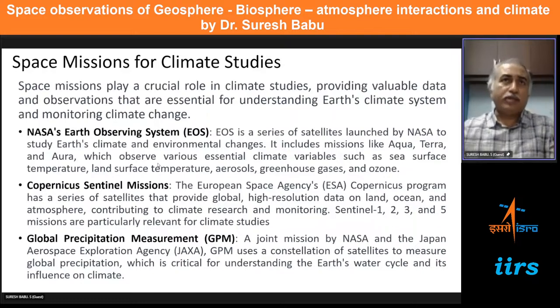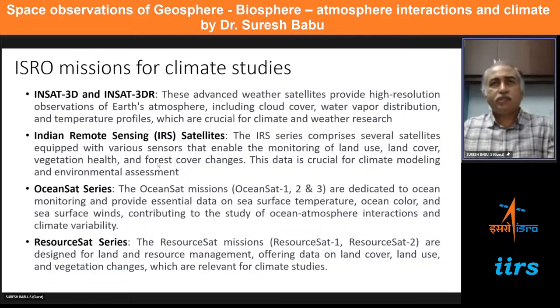And when it comes to our ISRO's missions, we also have a series of satellites like INSAT and INSAT 3DR. These are advanced weather satellites which provide high resolution observations of Earth's atmosphere, including cloud cover, water vapor distribution, and temperature profiles, which are very crucial for climate and weather research.